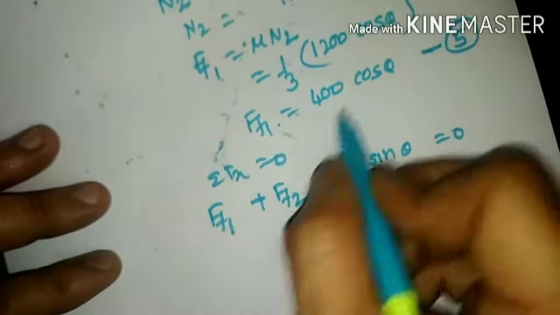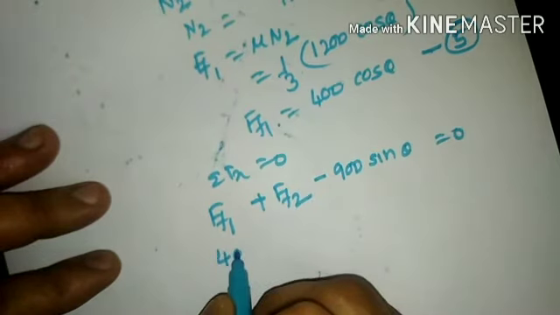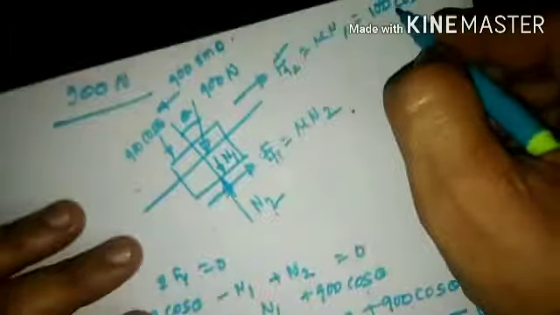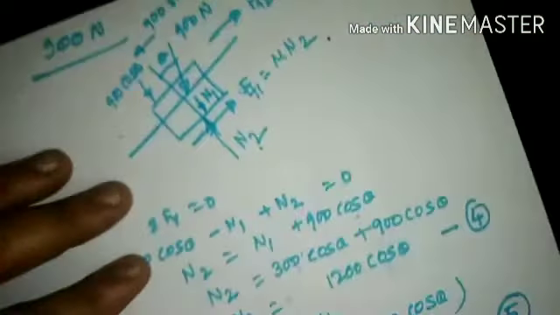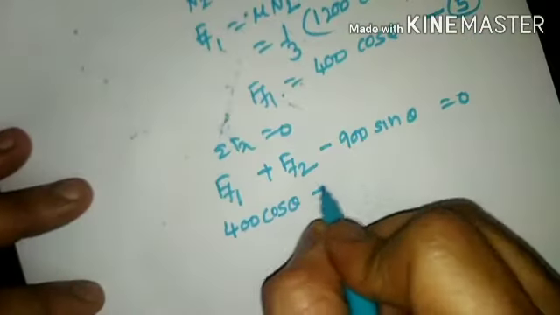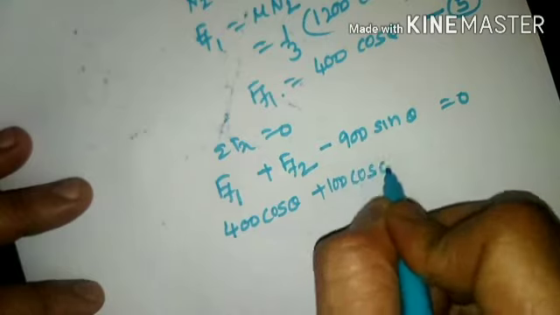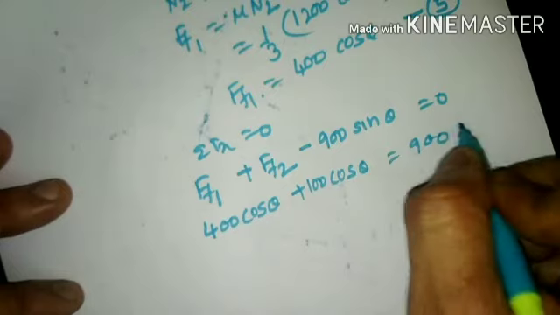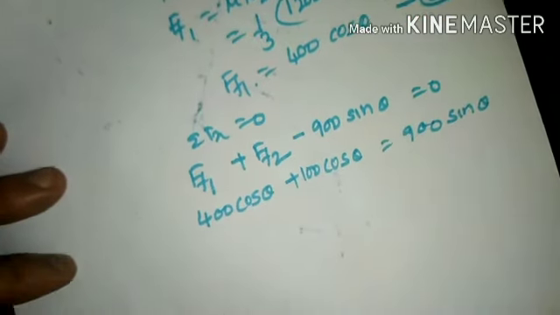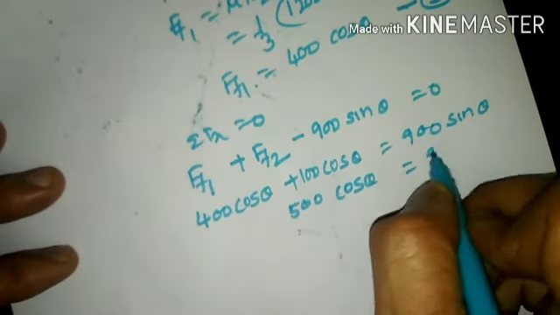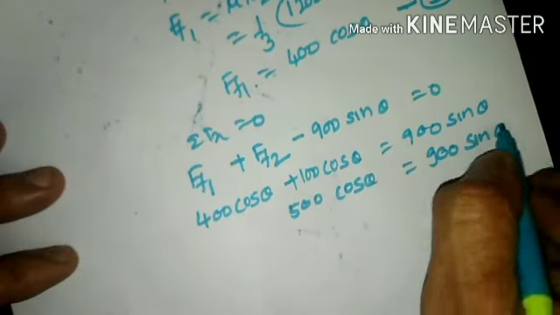So F of F1 is 400 cos of theta. F of F2 is 100 cos of theta, which has already been calculated here. So substitute here plus 100 cos of theta. Then if you take this on the right hand side, this will be 900 sin of theta. So the total value will be 500 cos of theta, which is equal to 900 sin of theta.